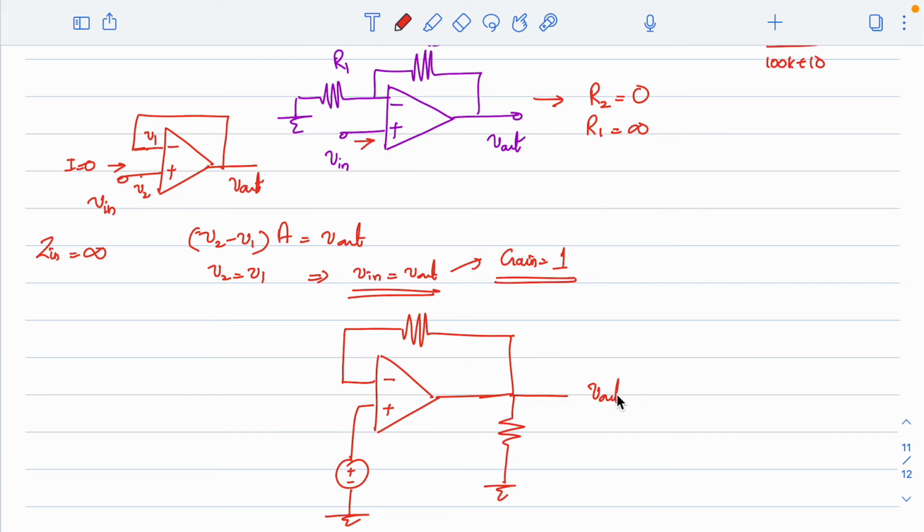This is V out. R1 is 1K, R2 is 9K, the peak voltage is equal to 1 volt, and this RL is also equal to 1K.